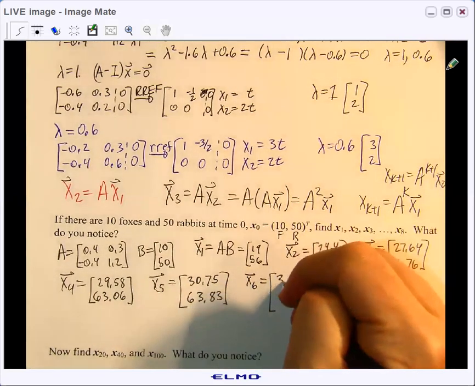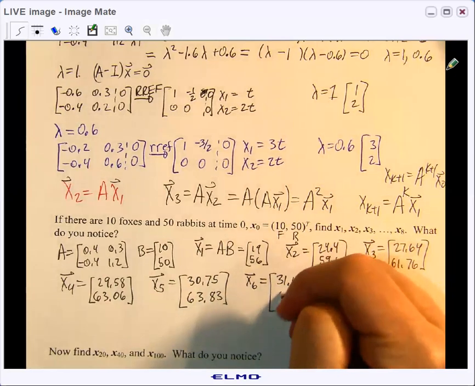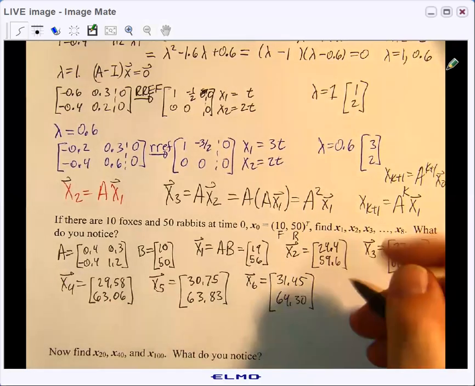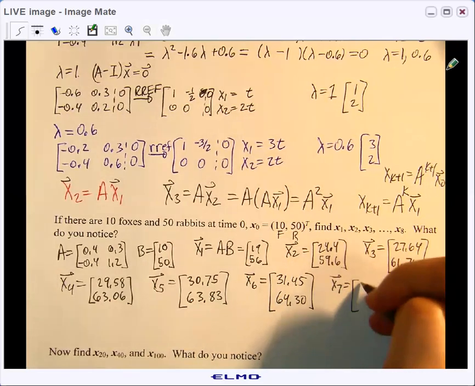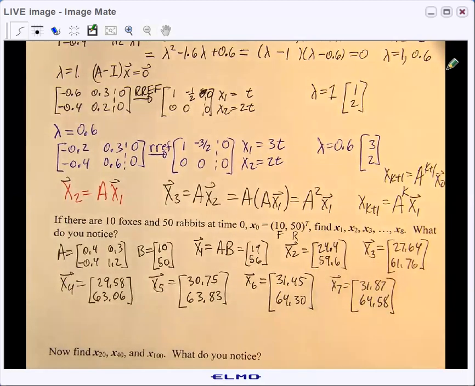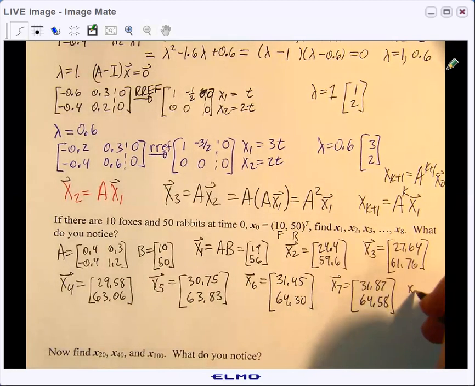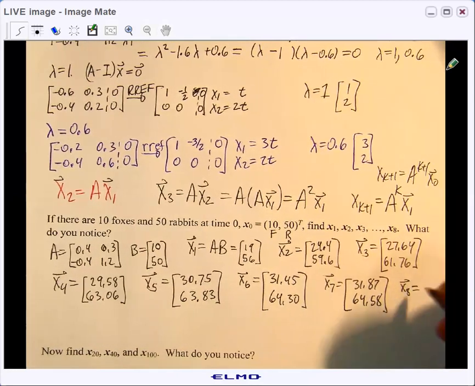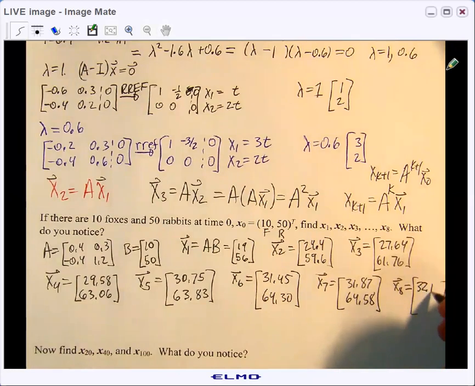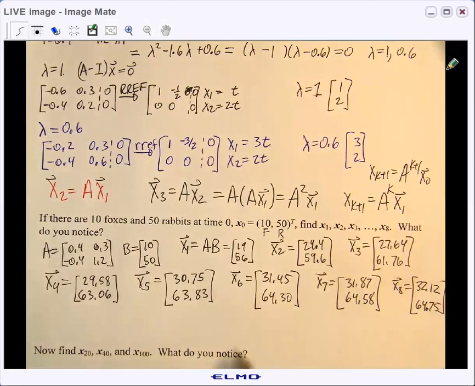Let's find out what that might look like. So 31.45 and 64.30. Then 31.87 and 64.58. And finally, x sub 8 is going to be 32.12 and 64.75. So it looks like, at least in this scenario, things are getting pretty close to an equilibrium solution.